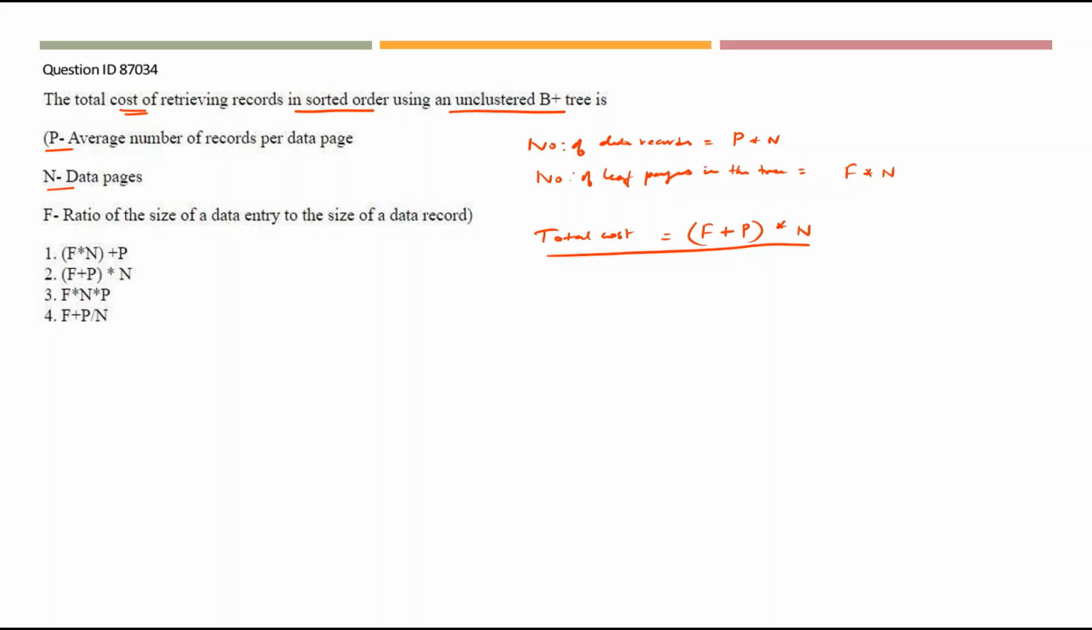So they say that F is usually less than or equal to 0.1 and P is greater than 10. Because F is going to be very small, this will not have any effect here. So P into N will be giving a good approximation. Option number 2 will be the right answer.